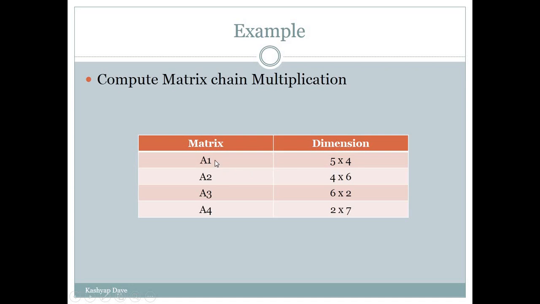So here we can multiply A1 with A2, because the number of columns of A1 and the number of rows of A2 are the same. We can multiply A2 with A3, because the number of columns of A2 and rows of A3 are the same. Again we can multiply A3 with A4, because the number of columns of A3 and rows of A4 are the same. Our problem says to find the matrix chain multiplication of these four matrices. So let's start with the solution of this problem.